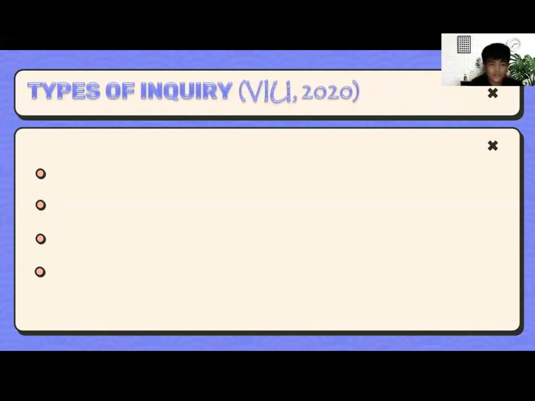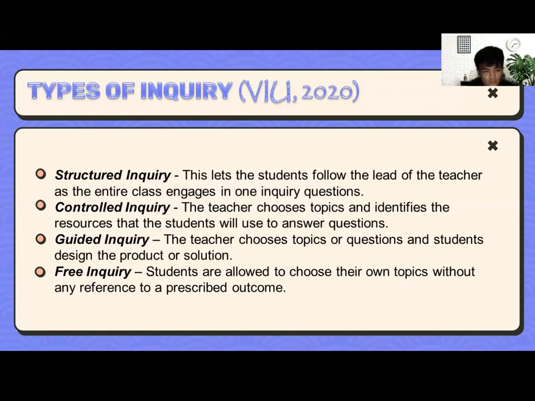We have here the types of inquiry. Okay, the types of inquiry according to the 2020 source, we have the structured inquiry. This lets the students follow the lead of the teacher, as the entire class engages in one inquiry question. So we have controlled inquiry. The teacher chooses topics and identifies the resources that the students will use to answer questions, will give resources. So guided inquiry, the teacher chooses topics or questions and students design the product or solution.